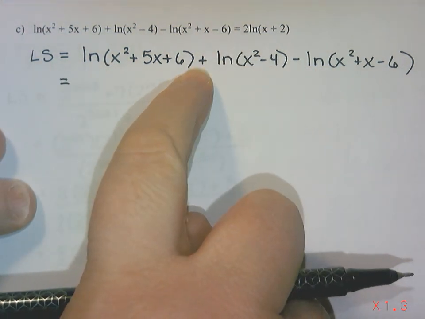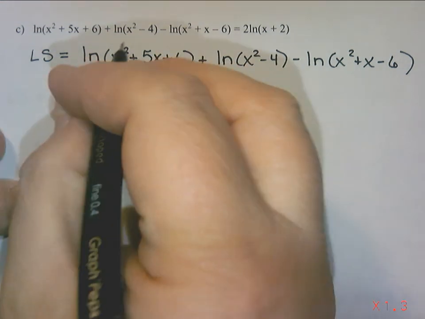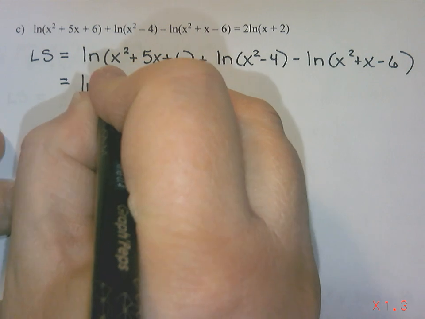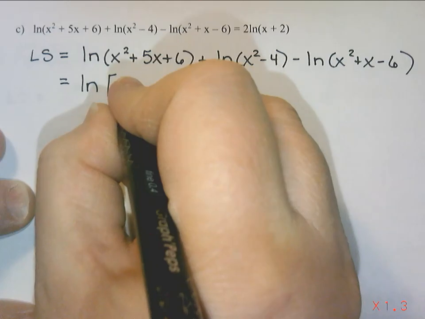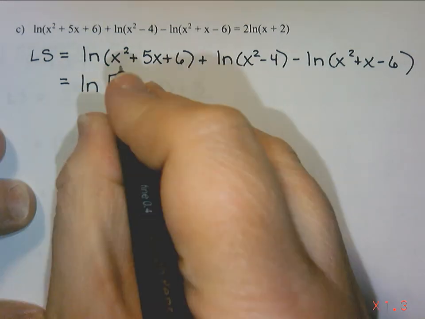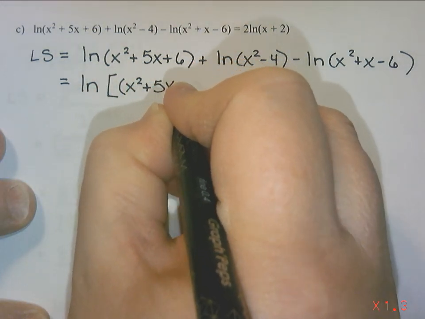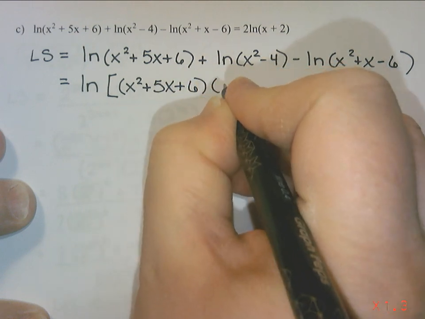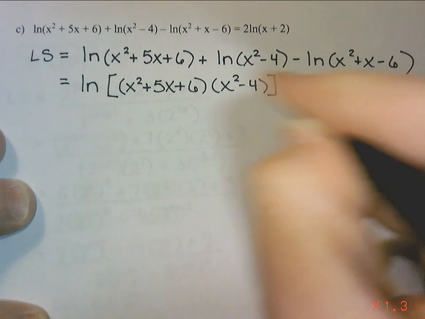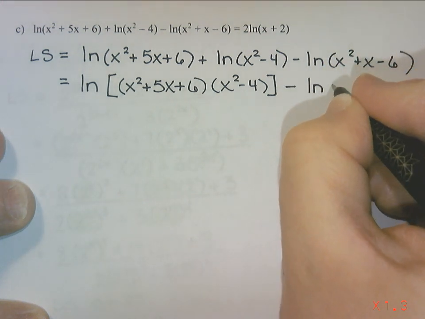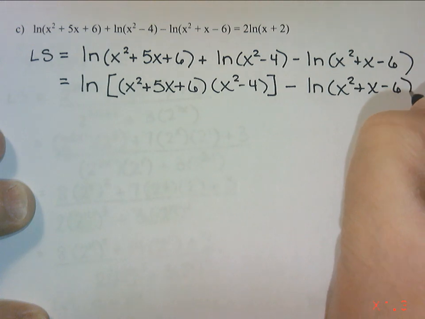So when I add together 2 logs, we can merge them by multiplying their arguments. So I'm going to have ln of, now I'm not going to start multiplying, I'm just going to write what it would look like as a multiplication question. So I have x squared plus 5x plus 6, and then times x squared minus 4. And we're still subtracting ln of x squared plus x minus 6.